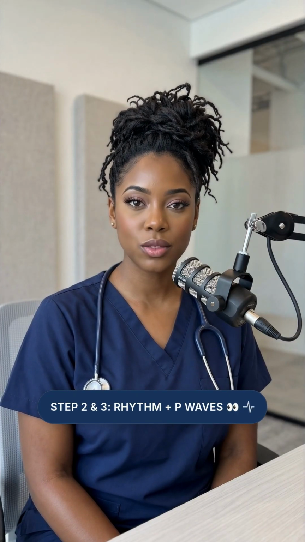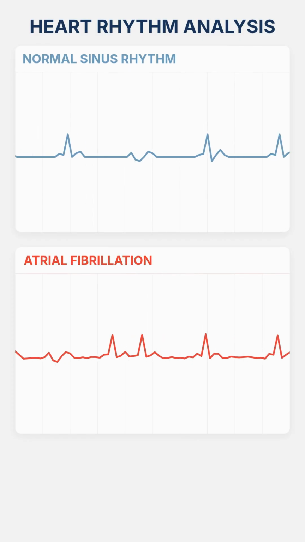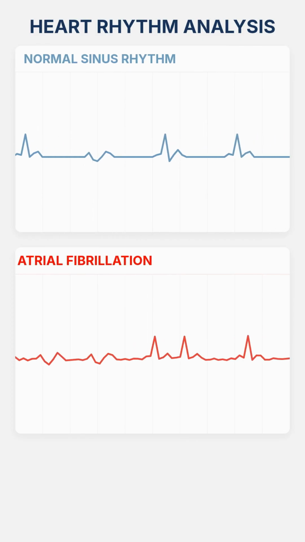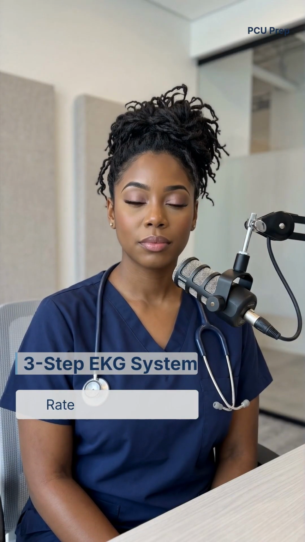Now let's put it all together. First, we check the rhythm. Are the beats evenly spaced? Then, we check those P waves. If the beats are evenly spaced, it's regular. If not, it's irregular. That's step 2. Finally, look for P waves. Do you see one before every single QRS complex? If yes, the signal is coming from the atria like it should. If not, something abnormal is happening. So remember, rate, rhythm, P waves.